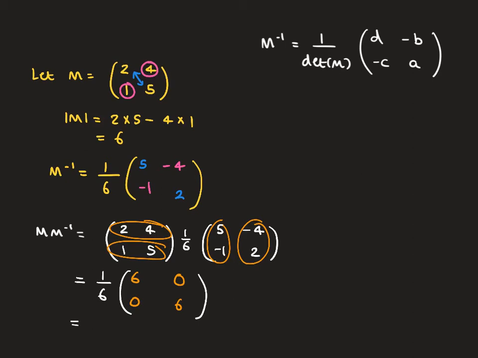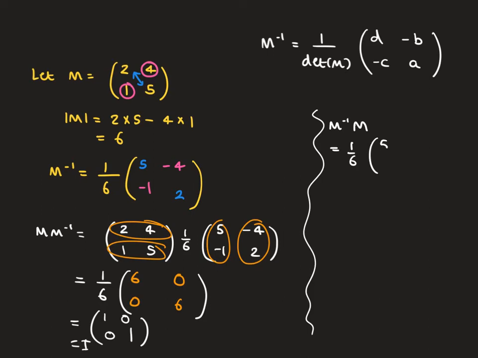So I have 1/6 of this matrix, which gives me 1, 0, 0, 1, which of course is the identity matrix. Now, if you wanted to, you can try things in the other order again, M minus 1 M this time. So that's 1/6, 5, minus 4, minus 1, 2, multiplied by the original matrix M, 2, 4, 1, 5.